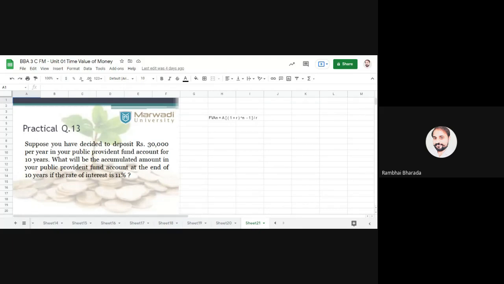The first technique that we have learned is the future value of a single amount. If I have invested a particular single amount in a particular scheme for a number of years, which amount will I get after that particular period? If I invest a single amount, suppose 3,000 rupees, for a single time, then which amount I will get after completion of that period, that is called the future value of a single amount.